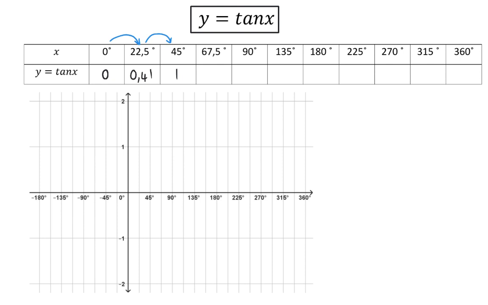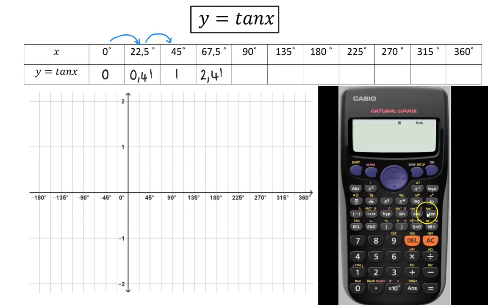The tan graph is the only one of which the mother graph can have a y value bigger than 1. Tan of 67.5 is already 2.41. The important point here, however, is tan of 90 degrees. When you enter tan of 90 on your calculator, you will receive an error message.